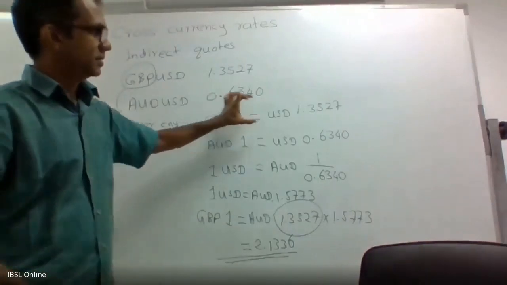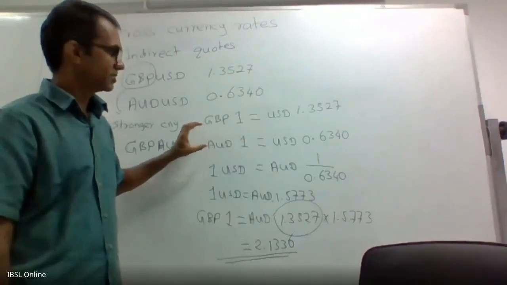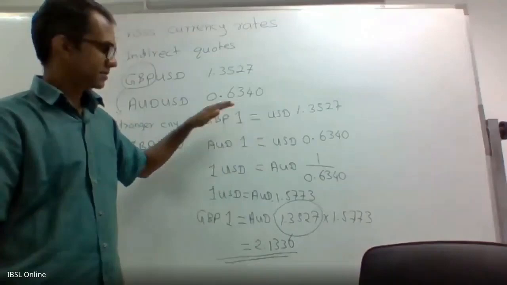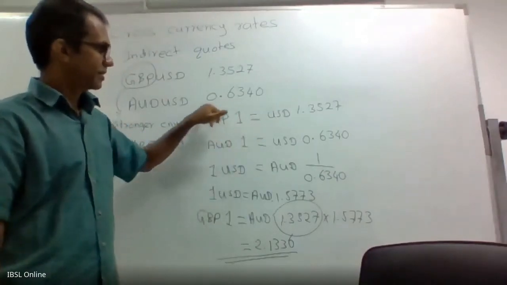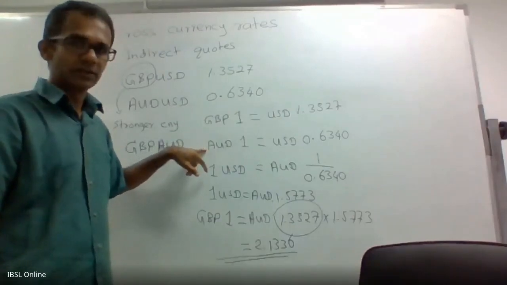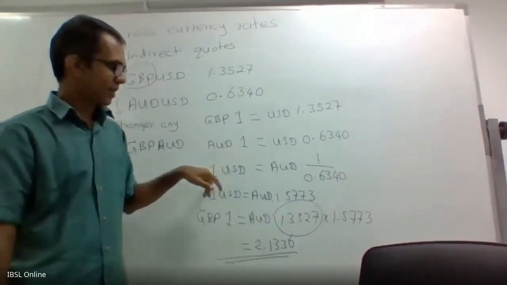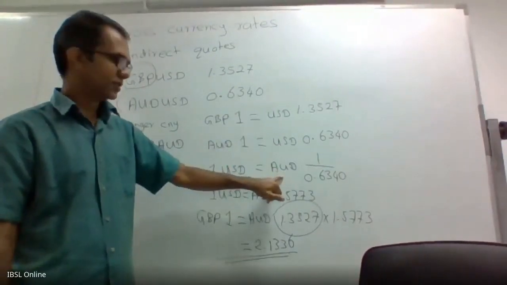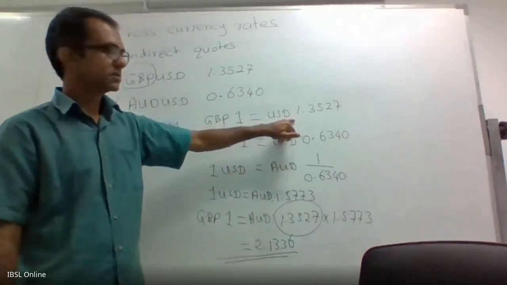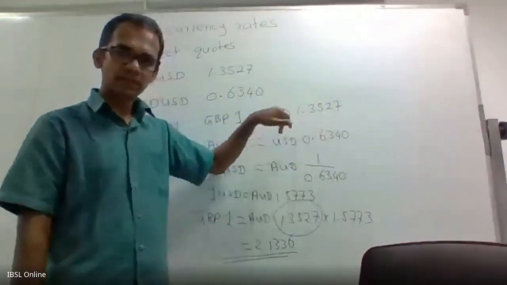Value of 1 sterling in terms of dollar is given. Value of 1 Australian dollar in terms of dollars, again it's given. We have to find the value of 1 sterling pound in terms of Australian dollars. So what we did, first find the value of $1 in terms of Australian dollar, then use that figure to multiply this dollar amount to get its equivalent Australian dollar.